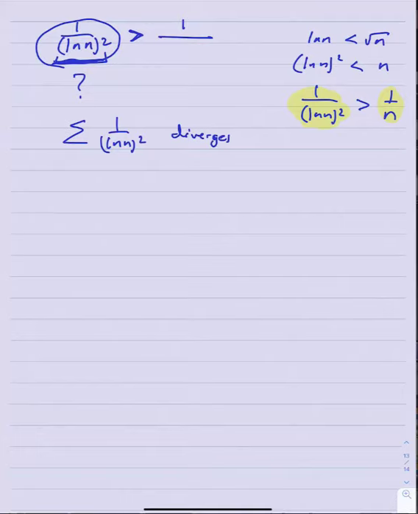So, whichever way I did it here, I still had to use the 1 over n. But this is a case, I think, where the direct comparison is a little more straightforward.